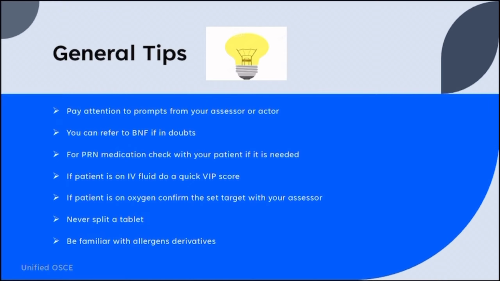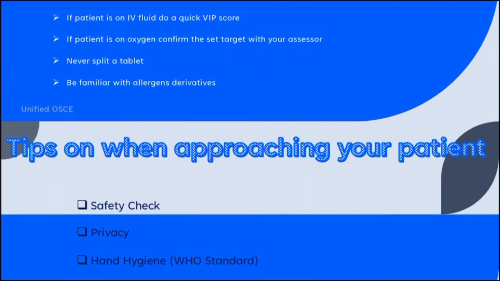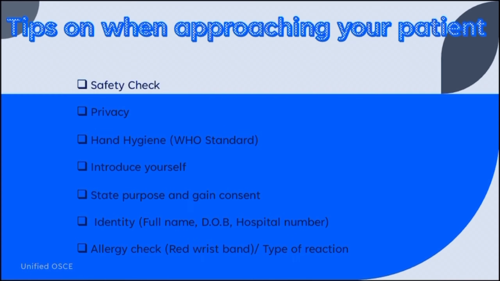Now, let's move to the tips, things you need to put in mind when approaching your patient. Just like any other skill, any other station, you need a safety check, ensure the scene is safe. You need to provide privacy, do your hand hygiene, introduce yourself, state the purpose why you are there, gain consent, and your identity check. This is very important. You need to do it twice. Check your patient's identity by asking the patient to tell you the full name, date of birth, and hospital number.